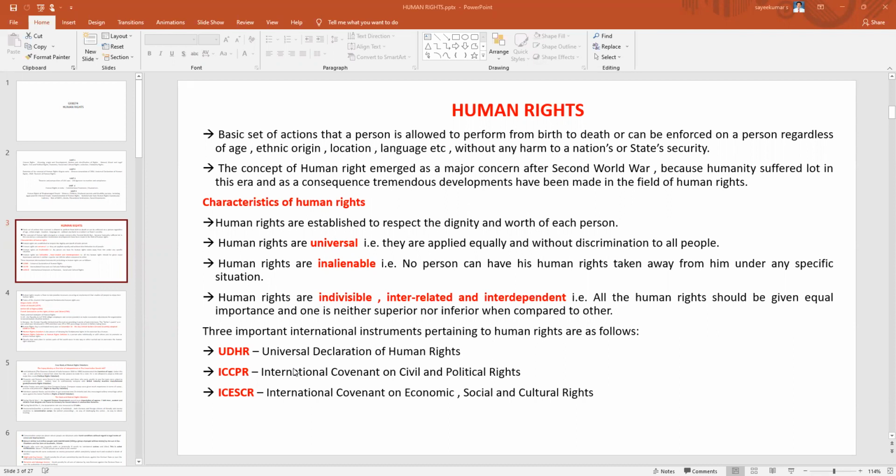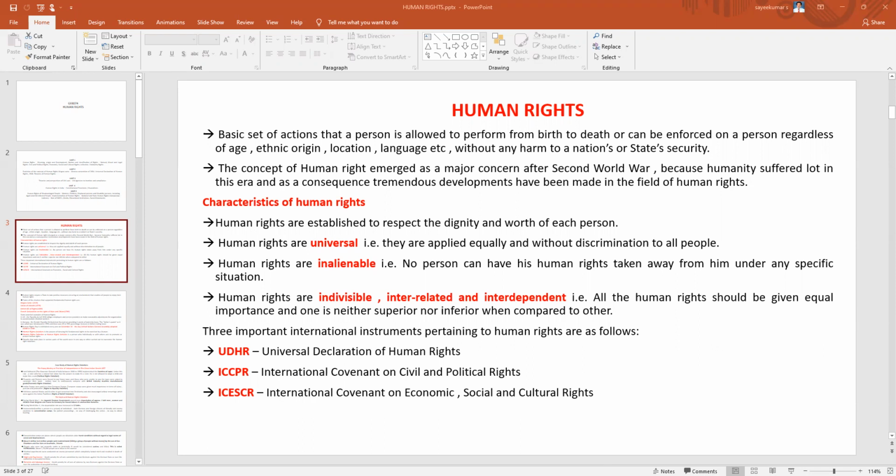Is the concept of human rights an entirely different topic, or has it existed from time immemorial? It exists from time immemorial. But what is the specific activity of the United Nations? It was an internationally accepted set of rules which protects a human against violation of his rights. Certain characteristics of human rights are established to respect the dignity and worth of each person.